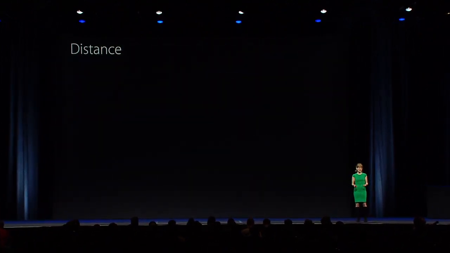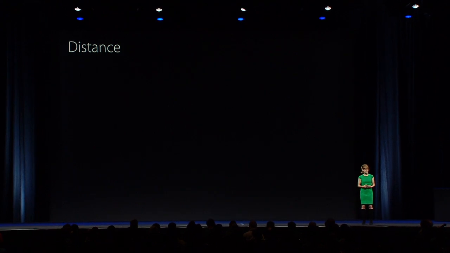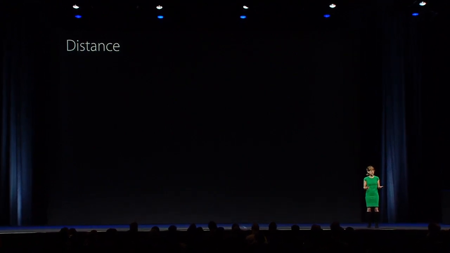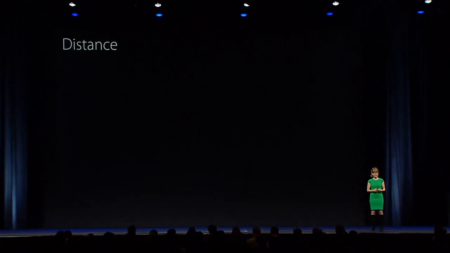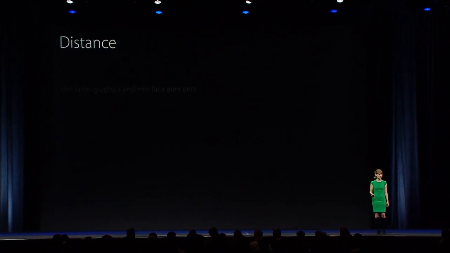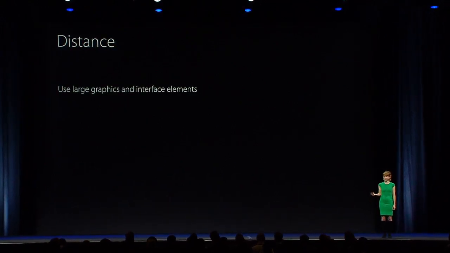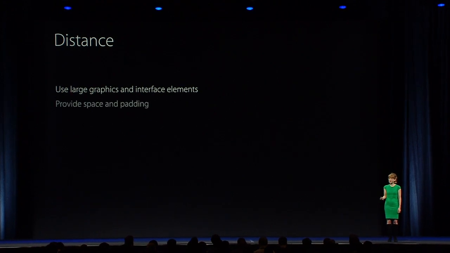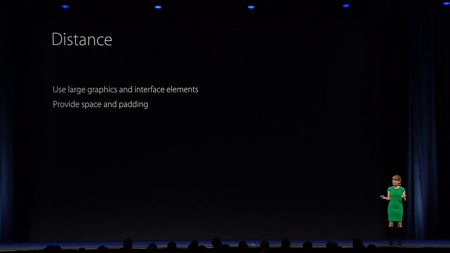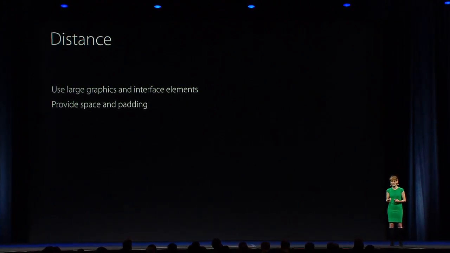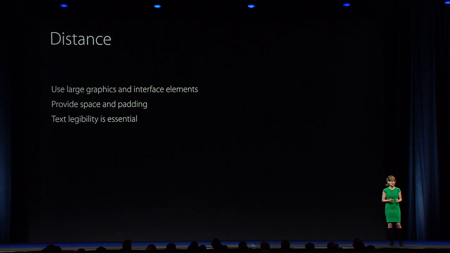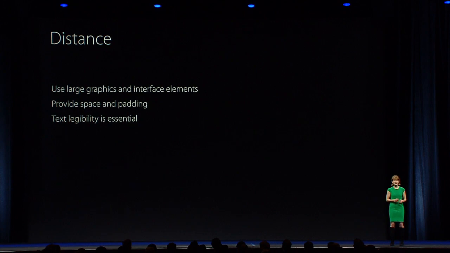So to recap, when designing for Apple TV, remember on average there's a 10-foot distance between you and the screen. And to accommodate for that distance, you want to use larger graphics and interface elements. You want to provide adequate spacing between those elements so they're easier to see, navigate, and select. With text, legibility is essential. Use large point sizes and heavier font weights. So don't be afraid to go big and bold with your text on TV.